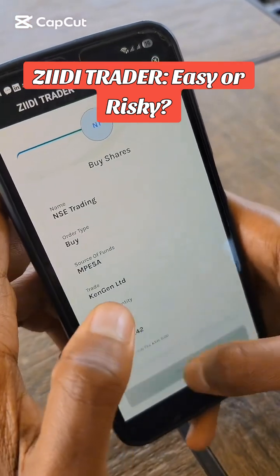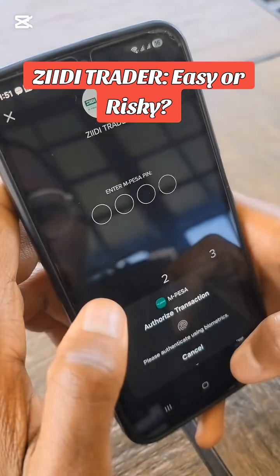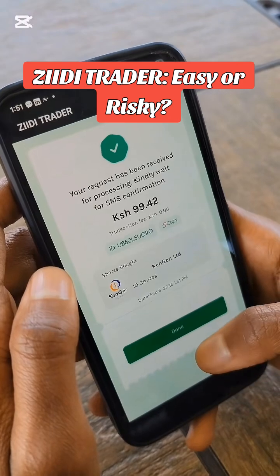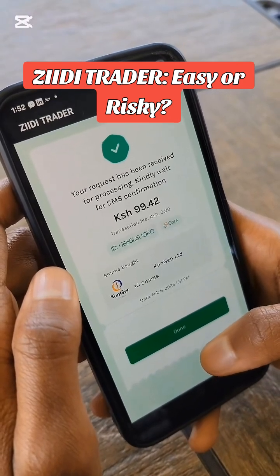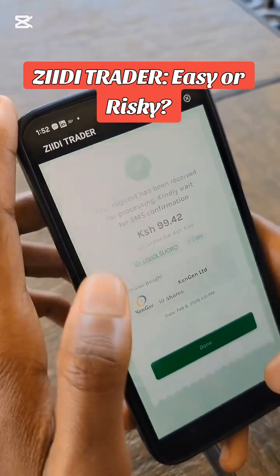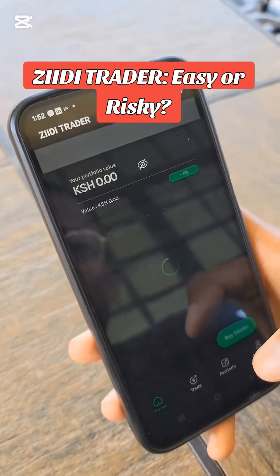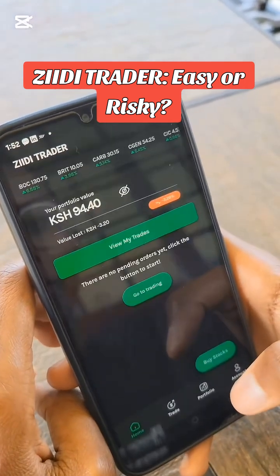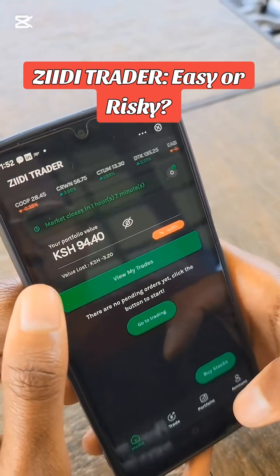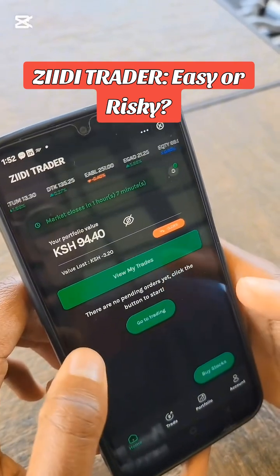Today, I'm here to talk about the advantages and disadvantages of using the recently launched ZD Trader. One of the best advantages is that it's extremely easy and accessible to anybody who wants to invest in the Nairobi Stock Exchange. You don't need a separate broker account or a CDS account.